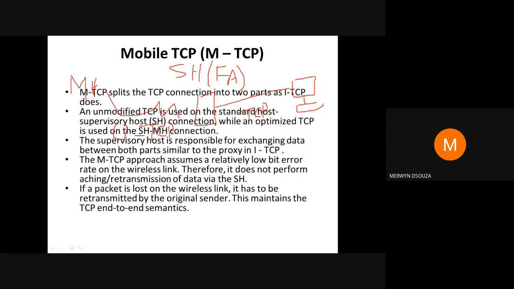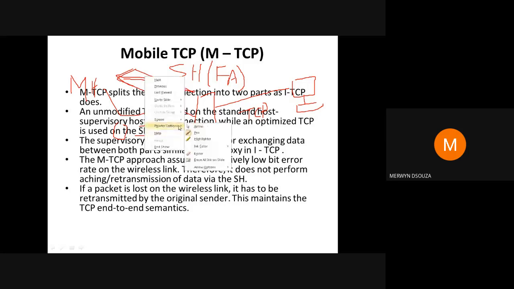Okay. Now the difference between the MTCP and ITCP is, these are the similarities. The difference is, in ITCP, if a packet was lost, the retransmission was done by the FA. So the retransmission was done by the FA.